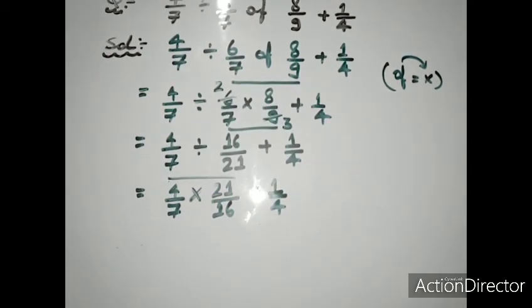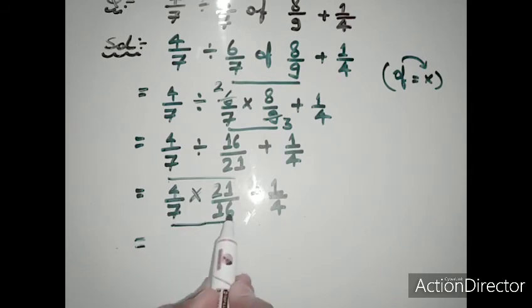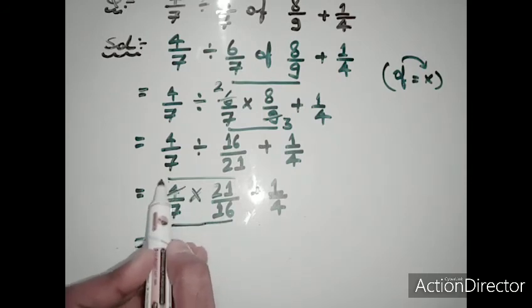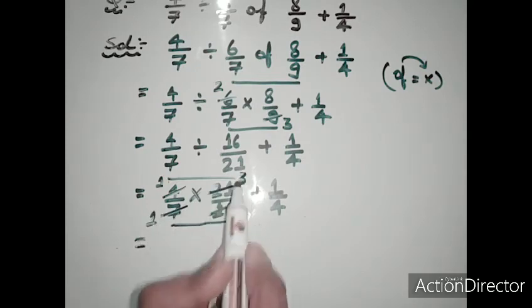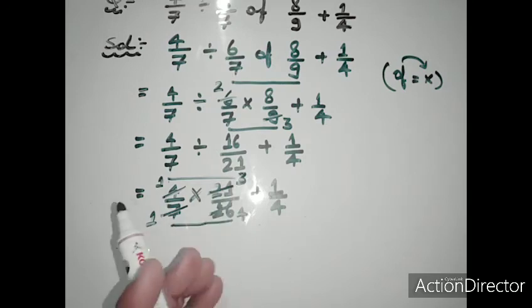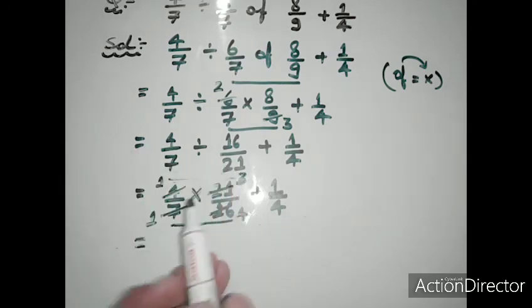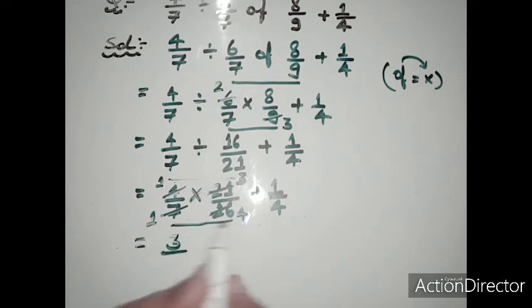Now after that here we solve this part of this question. So here this 16 is divisible by 4, 4 1s are 4 and 4 4s are 16, and this 21 is divisible by 7, 7 1s are 7 and 7 3s are 21. Now after that here we multiply 1 and 3, 3 1s are 3 and 1 4s are 4. Now plus 1 upon 4.